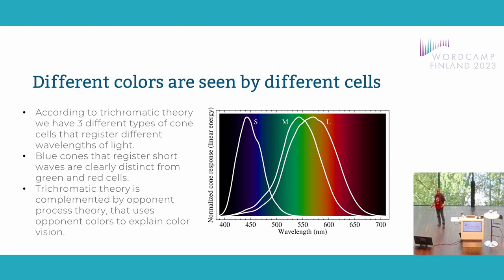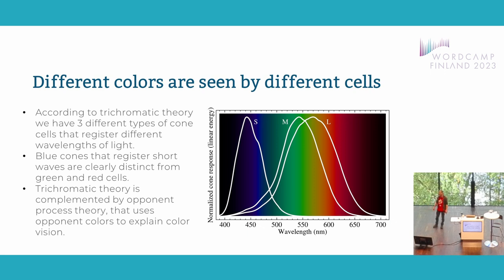We receive information mostly through our eyes when we use websites, and there are two theories of how we see colors. Nowadays it's usually thought that these two theories complement each other. It's not either-or, it's both. We have three kinds of cells in our eyes that read different color wavelengths of light: blue, green, and red cells.